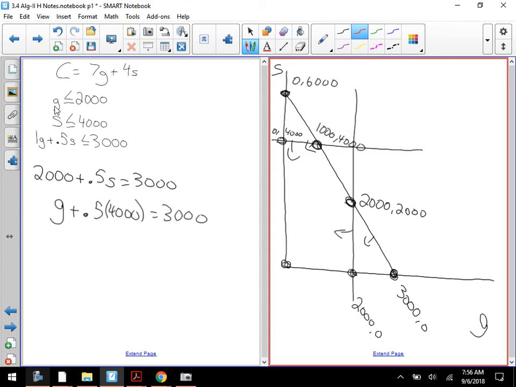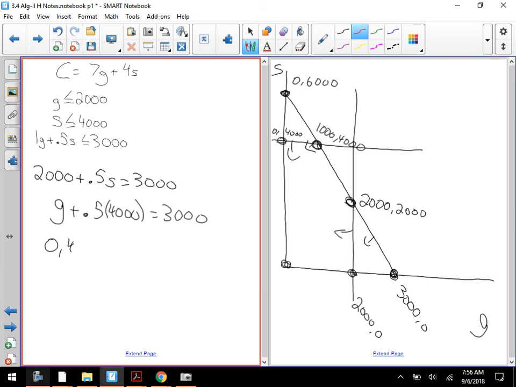So we had 0, 4,000, then 1,000, 4,000, then 2,000, 2,000, and then 2,000, 0.